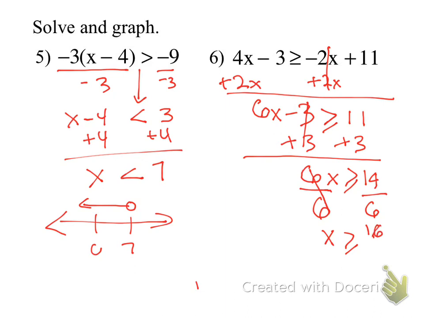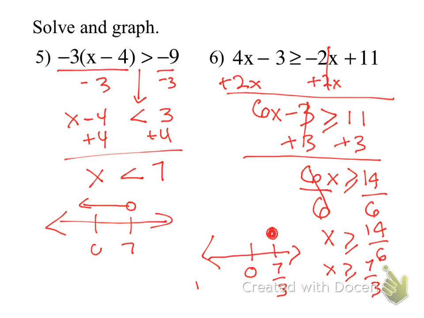But we always like our fractions simplified, so it would be x is greater than or equal to 7 over 3. And then we have our number line with 0 and 7 over 3. It would be a solid circle because we have the equal to sign right there. And it would be going to the right.